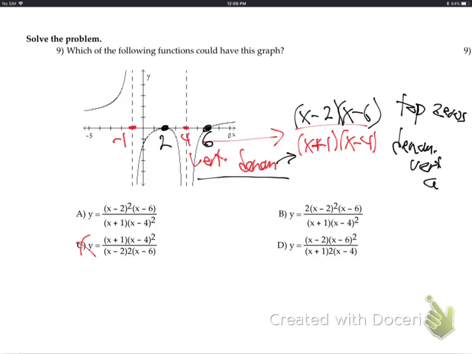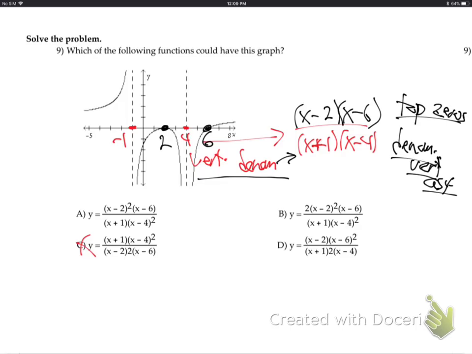Has the vertical asymptotes. So the top has the zeros and the denominator has the vertical asymptotes. Remember that? Remember that's always how that works? Okay, great. So they look like they all have x minus 2, x minus 6 in the top. A, B, and D all have x minus 2, x minus 6. But what do they have different?